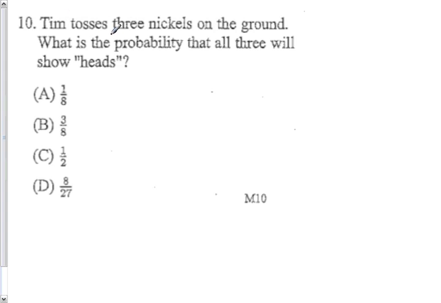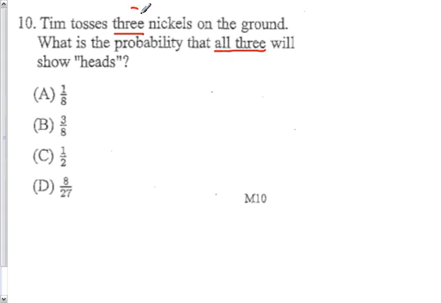Tim tosses 3 nickels on the ground. What is the probability that all 3 will show heads? In the question part of this, what is the probability that all 3? Now this is the key right here. We don't want just one of the 3. We want all 3 of the nickels to have heads when they land on the ground.